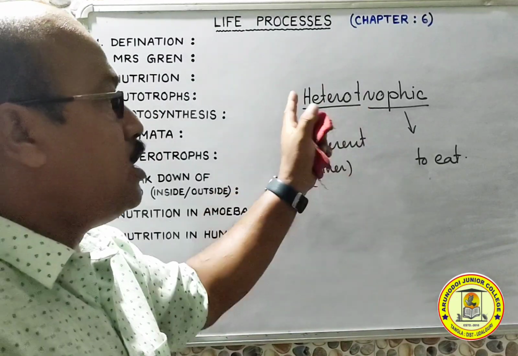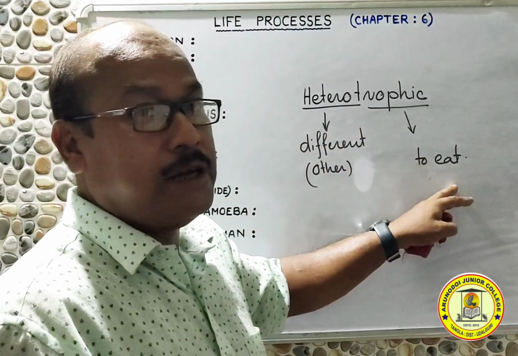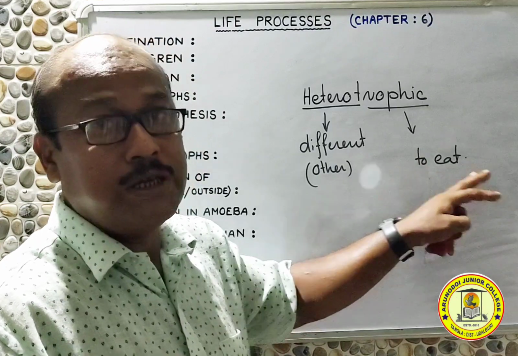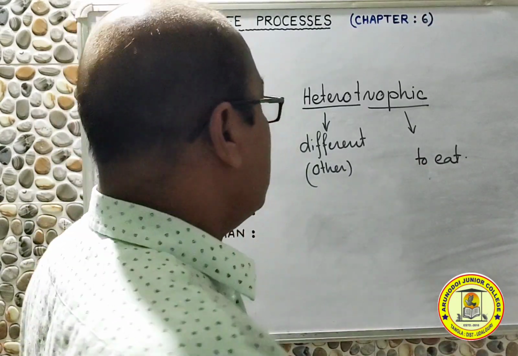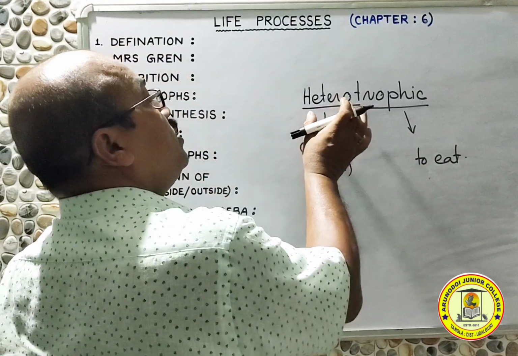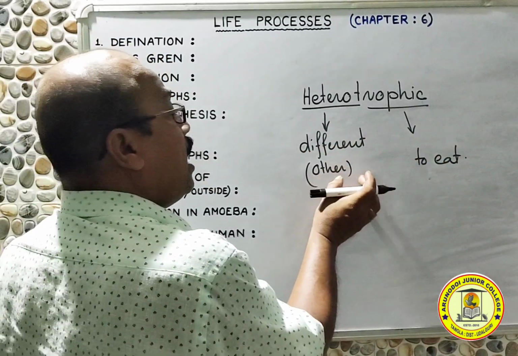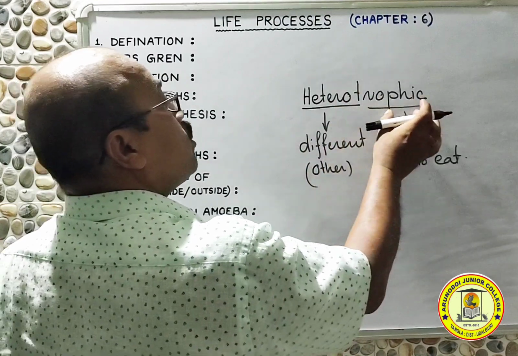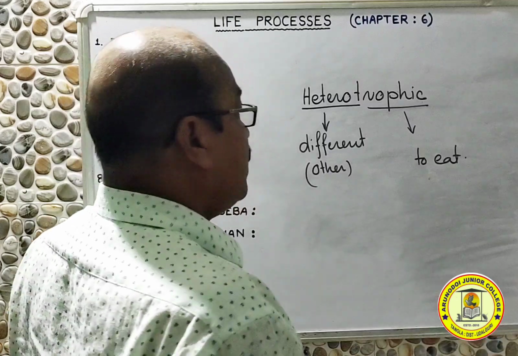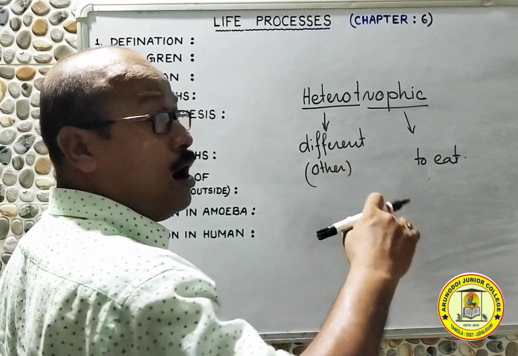Heterotrophic nutrition is just the opposite of autotrophic. In autotrophic we said auto means self and trophic means to eat, meaning they are self-dependent as far as food is concerned. They can make their own food. But heterotroph means they are not independent, so they have to get the food from a different or other source. Heterotrophic nutrition is the mode of nutrition in which an organism has to collect food to eat from a different or other source.